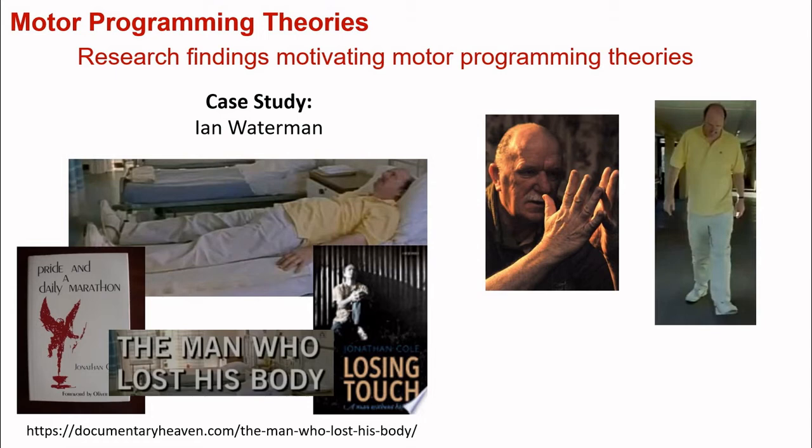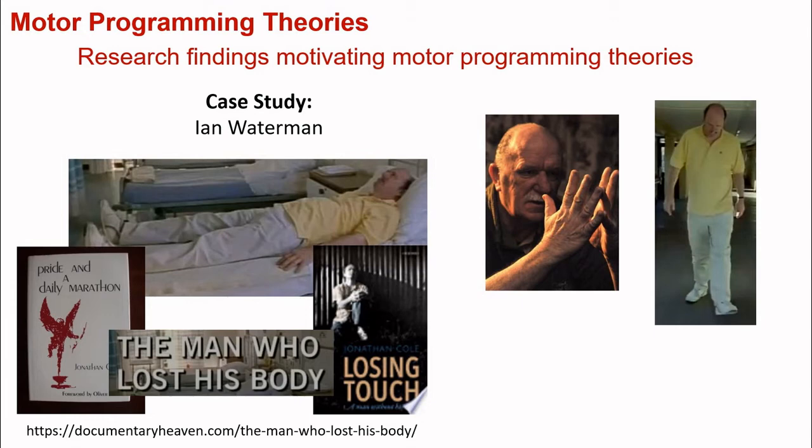Although Ian could not initially move his body in a controlled way, he managed to train himself to control his posture. He managed to train himself to reach and grasp objects and to walk. Ian is one of the few people in the world affected in this way that have actually managed to teach himself to walk. We'll look at Ian a little bit more later in the semester.